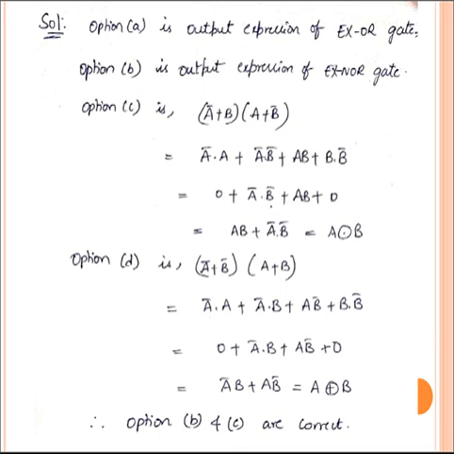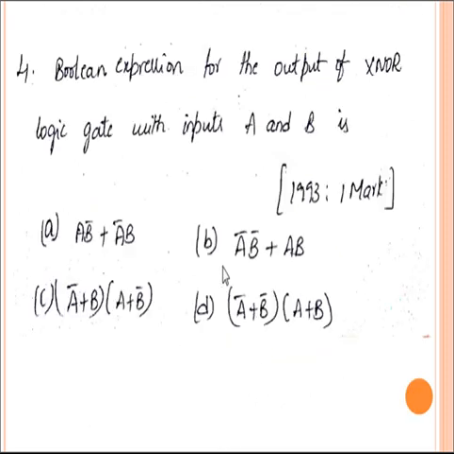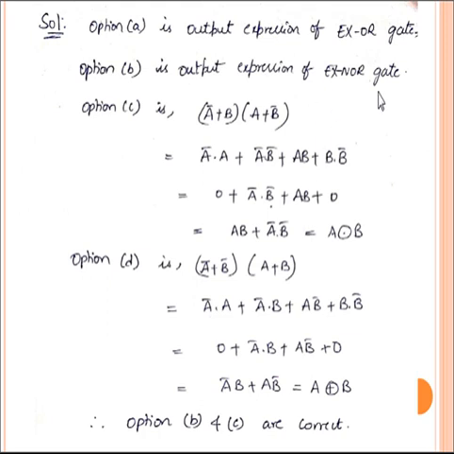Okay, next, what is option B? It is A bar B bar plus AB. So it is nothing but the output expression of the inputs A and B of an XNOR gate. So option B is the output expression of an XNOR gate. Next, what is option C? Option C is A bar plus B into A plus B bar.